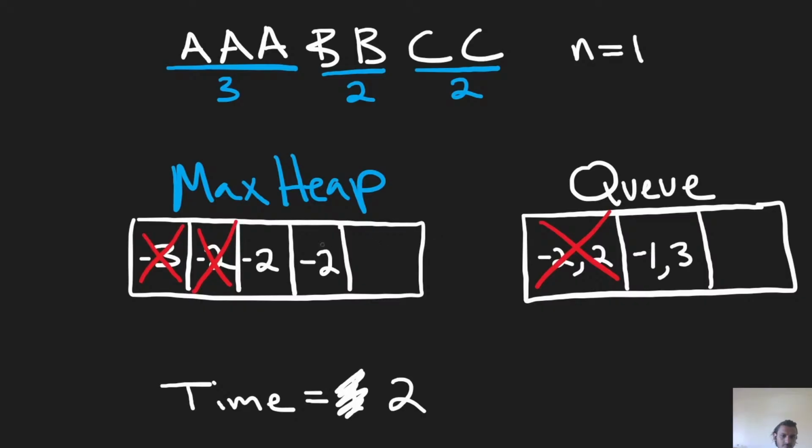So I'll just kind of fast forward through this. We're going to pop this again, set our time now equal to 3. We're going to take that -2, add 1 to it, so it'll be a -1. We'll add that to our heap. At time equals 4, it's going to be available for us to add back to the heap. This value can be popped from our queue. We can add a -1 here, and then start the cycle over.